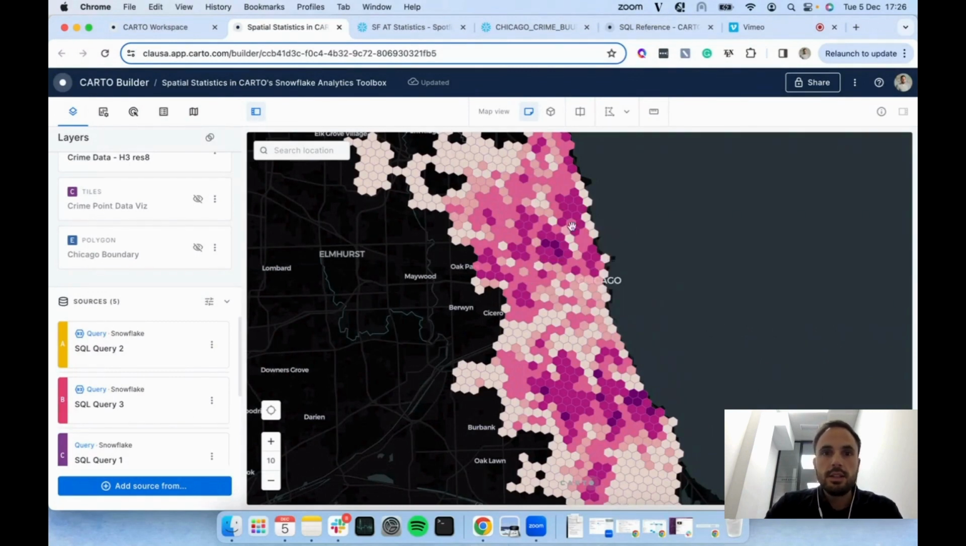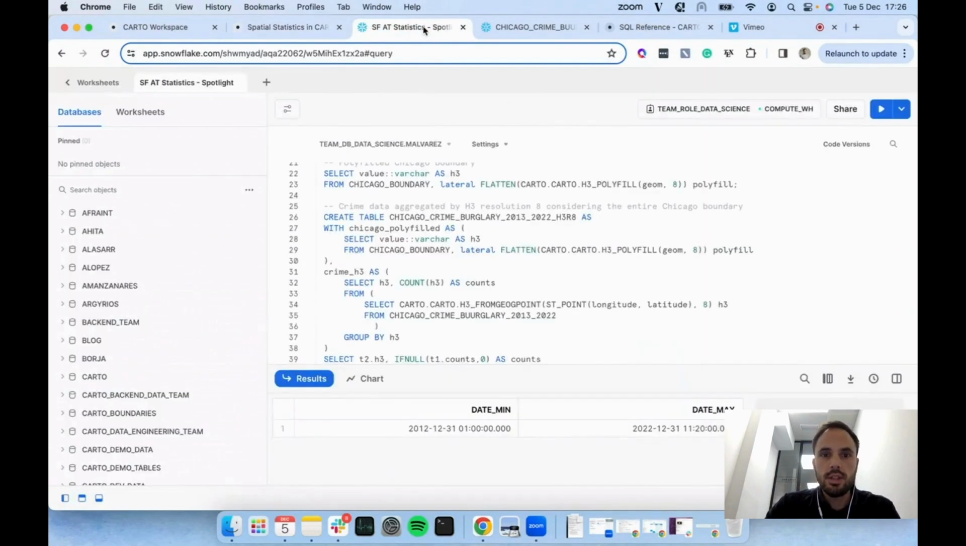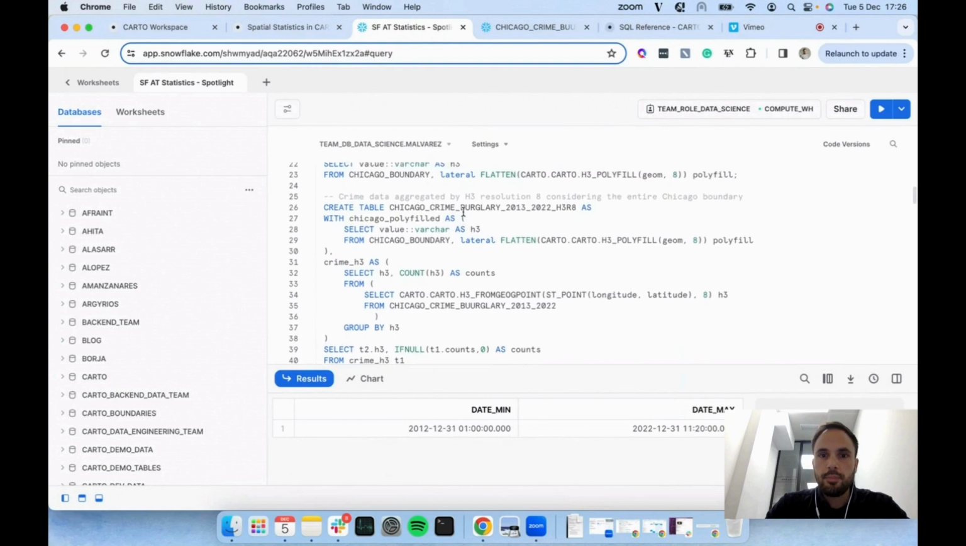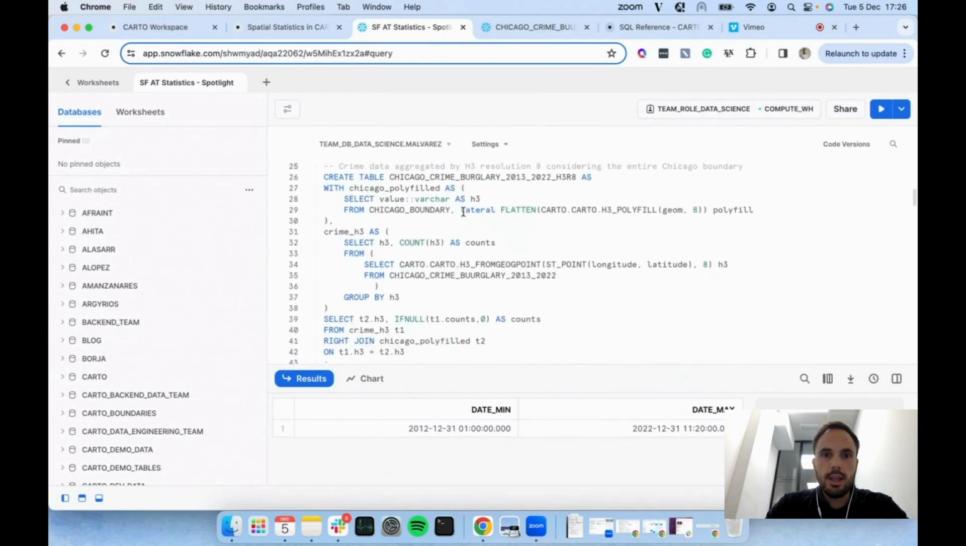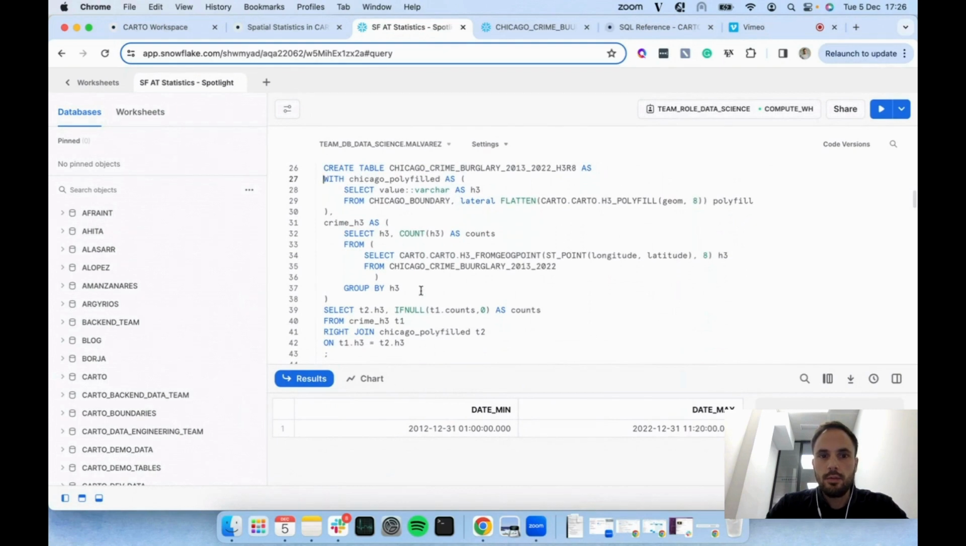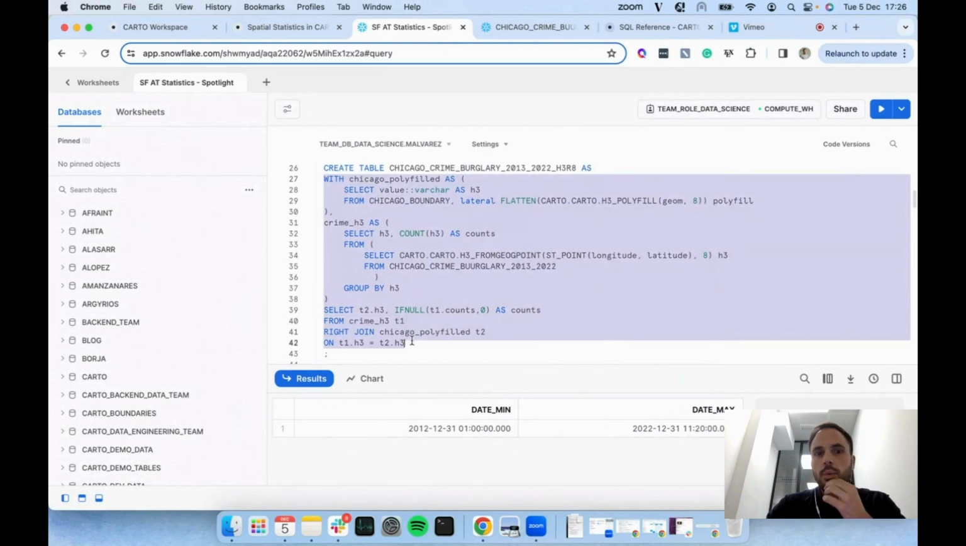In order to get this visualization, we're using a table that was created using this code here. Very quickly, basically what we're doing is, for every crime, we're assigning its corresponding H3 cell with resolution 8.